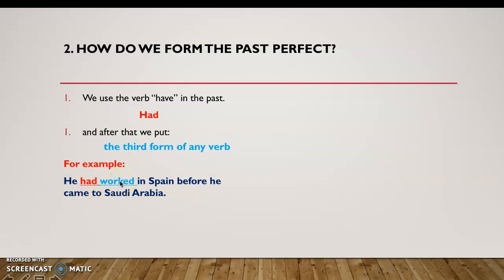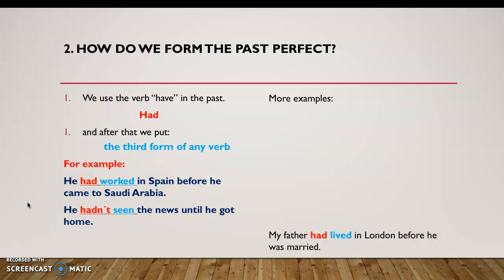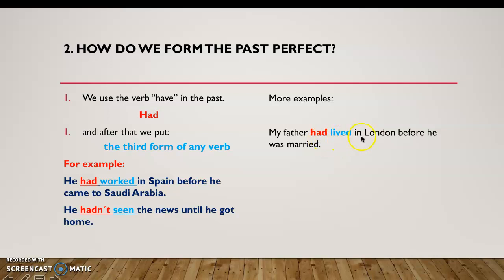Let's have a look at another example. He hadn't seen the news until he got home. Now let's take a look at a couple more examples. My father had lived in London before he was married. I had been to Africa 3 times by the time I was 21. Had worked, hadn't seen, had lived, had been are the forms of the past perfect. And worked, seen, lived and been are the third forms of the verb.